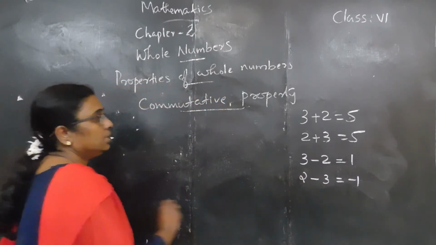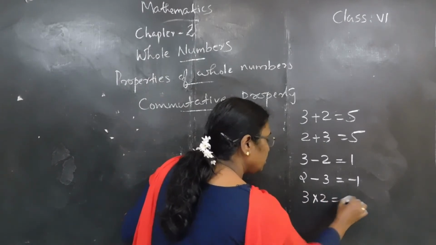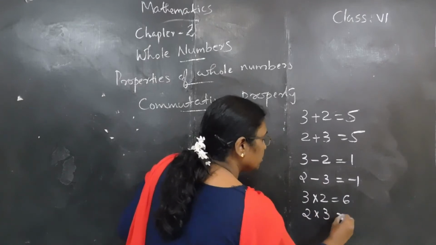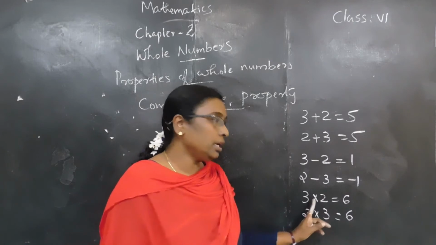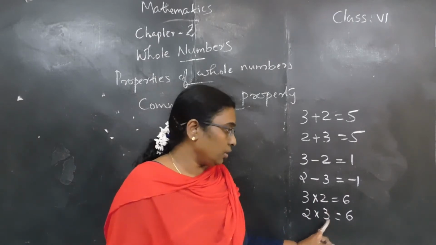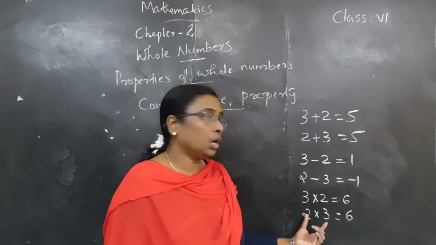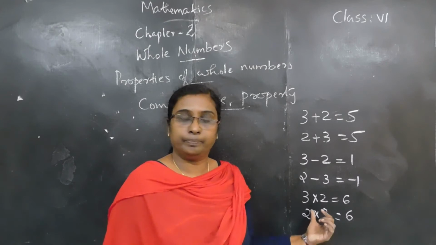Then, multiplication. What is 3 into 2? 3 into 2 equal to 6. Then 2 into 3 equal to, it is also 6. That is, we can multiply two whole numbers in any order, we get the same result. Therefore, we can say that the whole numbers are commutative under multiplication.